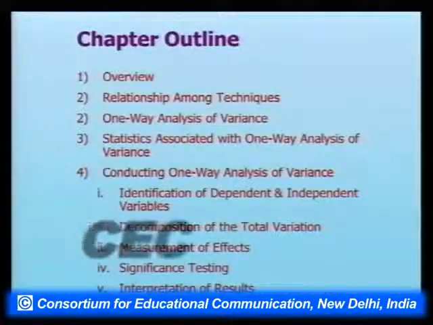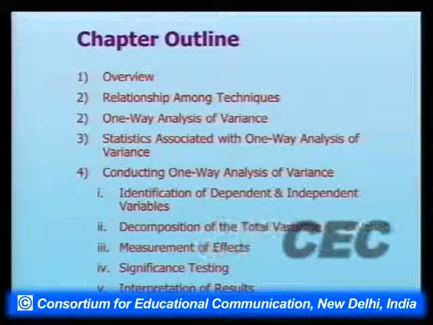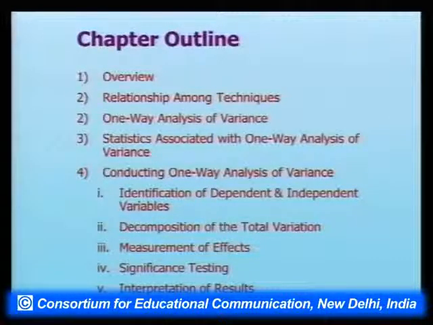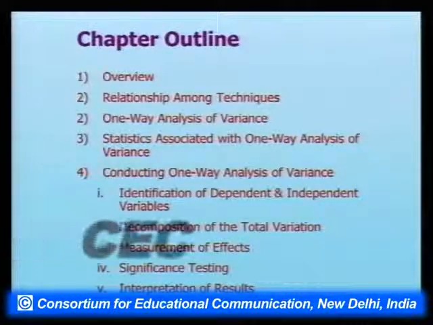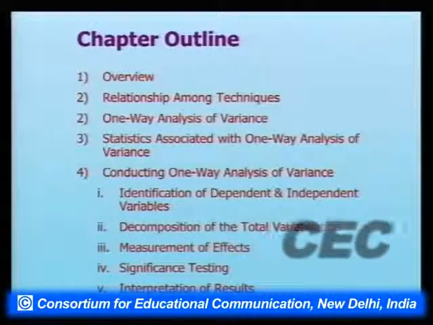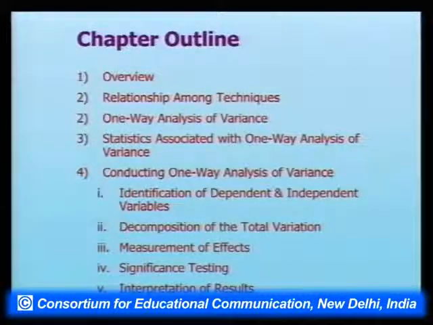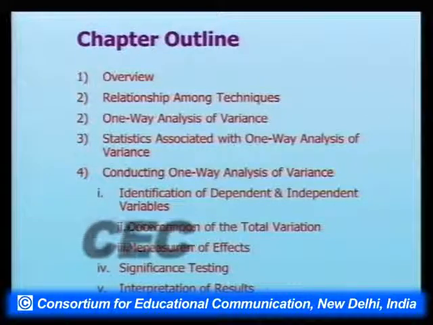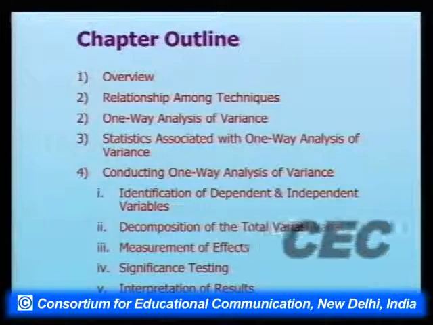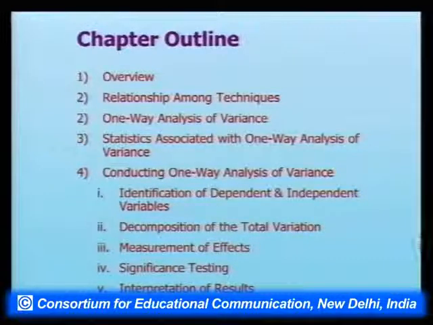Then we will conduct a one-way analysis of variance. We will identify the dependent and independent variables in ANOVA. Then we will decompose the total variation of the dependent variable. Then we will measure the effect of independent variables on the dependent variable. Then we will test the significance, whether the independent variables actually affect the dependent variable or not, and then we will interpret the results and take decisions based on the findings.